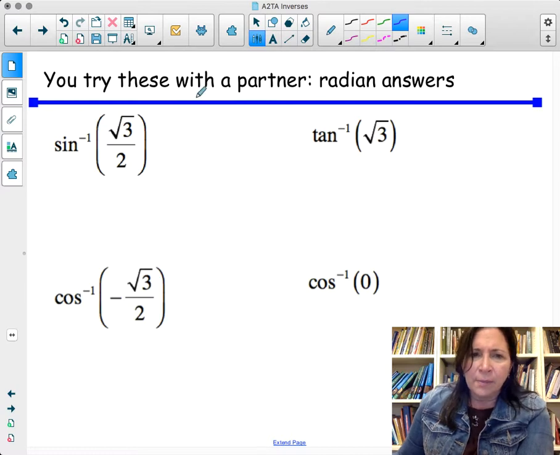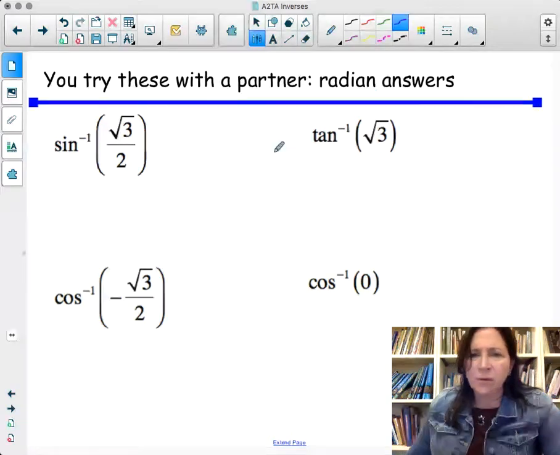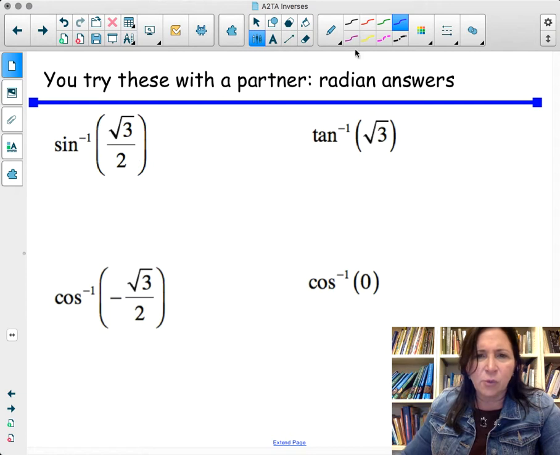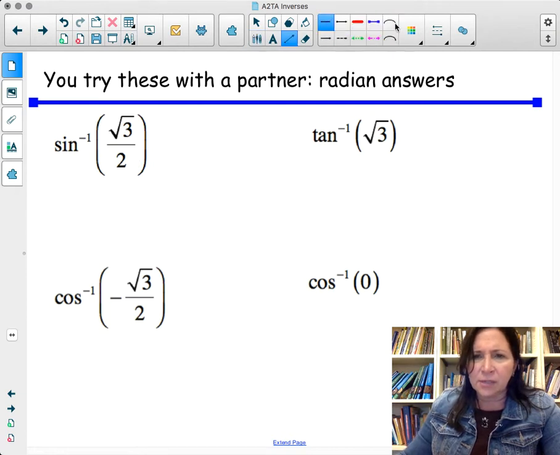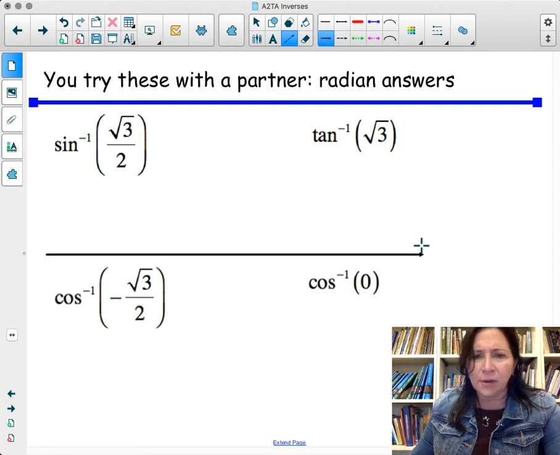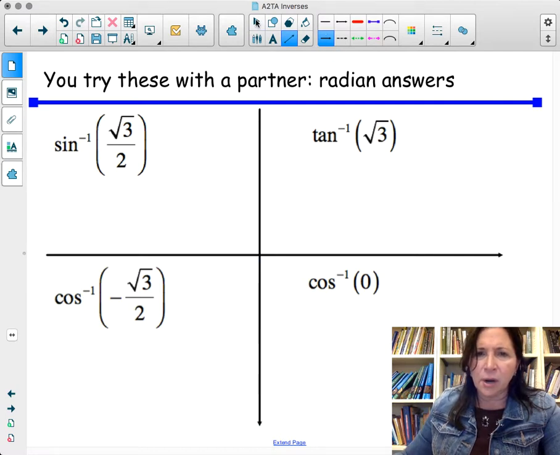We have 4 of them. So what I would suggest that you do is set each one. Let's split each of these up. I'm going to draw a little line across here and across here, and then let's work on each one of these.